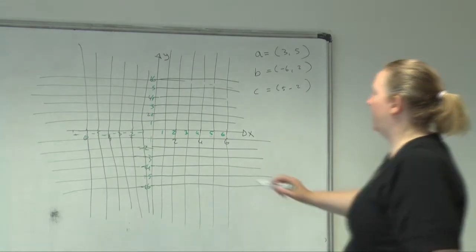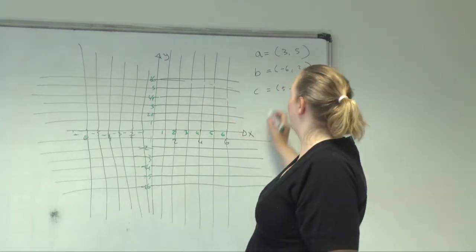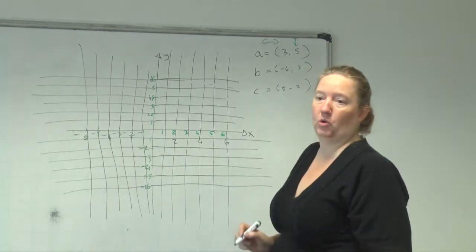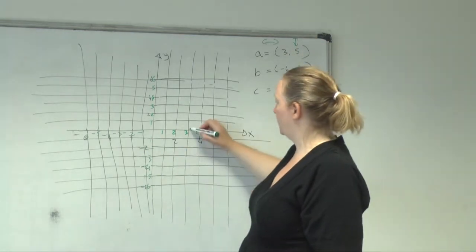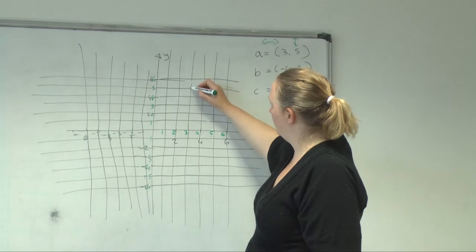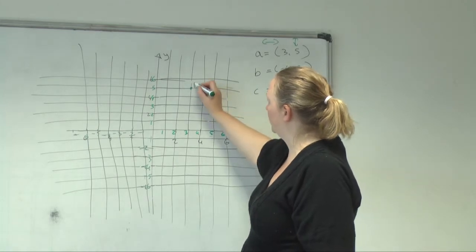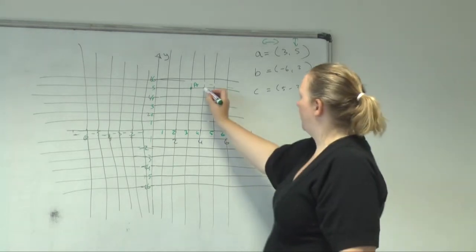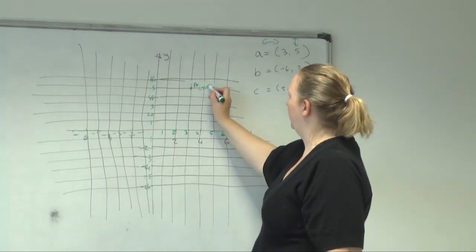A is (3, 5). So you always do the over line first and the up and down line second, always. So go over to 3, up to 5, and where they meet, draw a point, and that's your A. It's probably better to label it (3, 5).